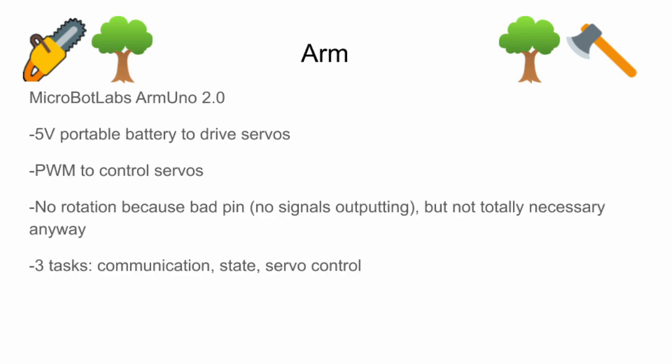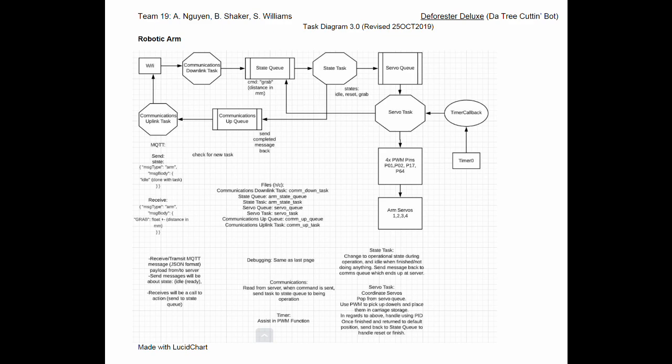The ARM was an off-the-shelf model from Microbot Labs, model ARMUNO 2.0. It had 4 servos for different movement: pincer, horizontal, vertical, and rotation. Each servo was fed 5 volts from an onboard portable battery pack and controlled using pulse width modulation. It read commands from the MQTT server, and when it detected a grab command specifically from navigation, it would initiate operation. The rotation pin on the control board was not working, which forced us to put the storage receptacle on the front of the rover instead of on the side. This led to reliability issues that I mentioned earlier.